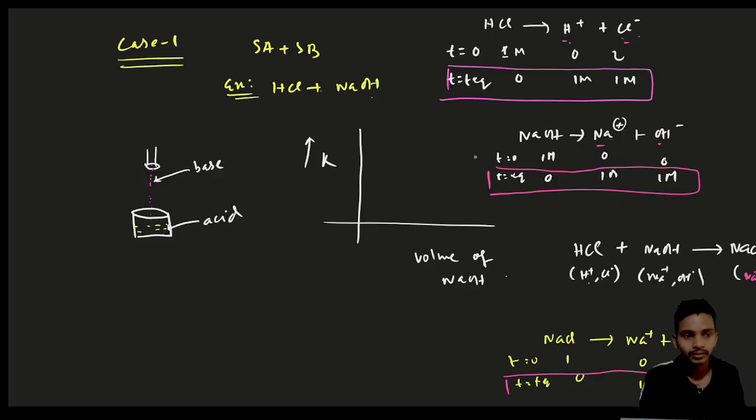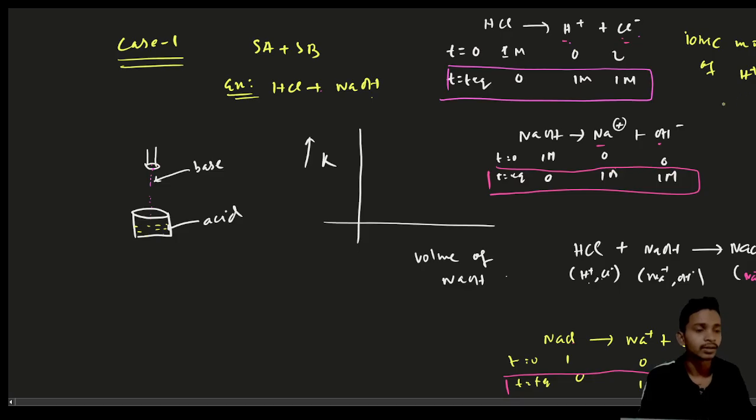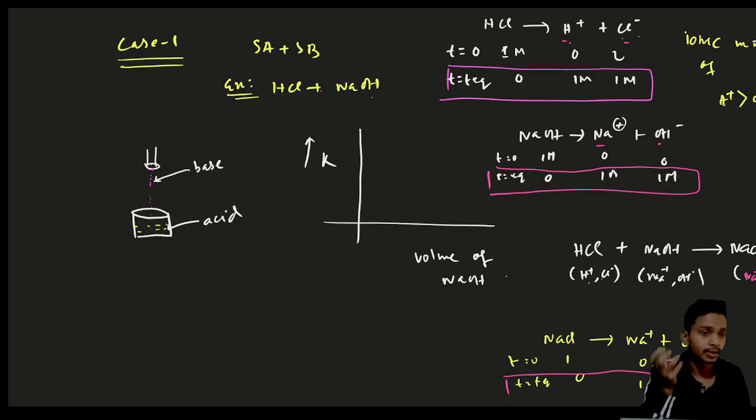And we know for HCl, the ionic mobility of H plus is greater than Na plus, and greater than OH minus. So ionic mobility of H plus is highest. Okay, we already discussed that in the previous class.